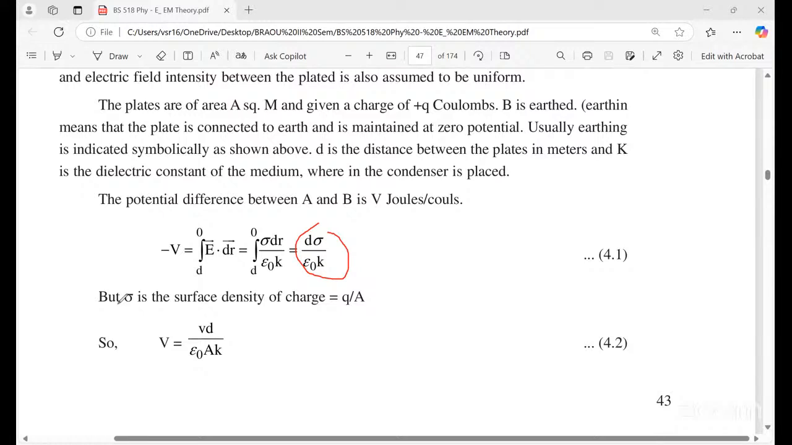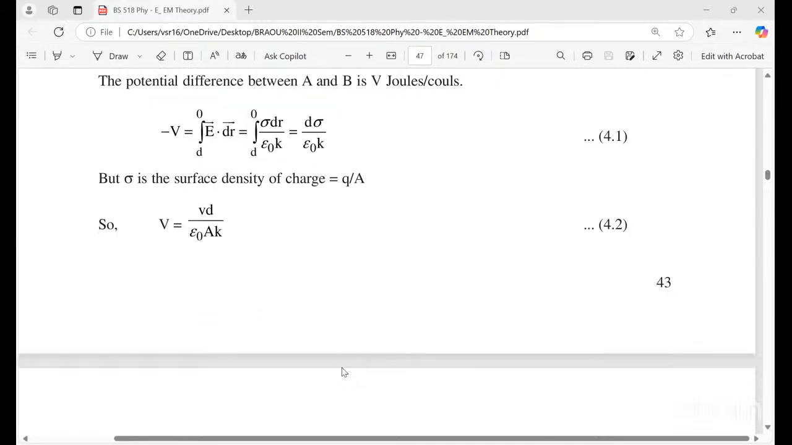Where sigma is the surface charge density. Charge per area, charge density. Substitute here. So what is the V value? V equals Qd by epsilon naught AK. So from this equation, you know the relation. What is E? E equals Vd by epsilon naught AK.